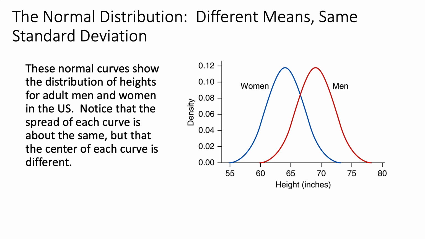These normal curves on your screen show the distribution of heights for adult men and women in the United States. Here, notice that the spread of each curve is about the same. However, the centers of the curves are different. So these curves have been shifted so that they are centered in different spots, right? So for women, the mean height is around 64, whereas for men, the mean height is closer to 70 here.